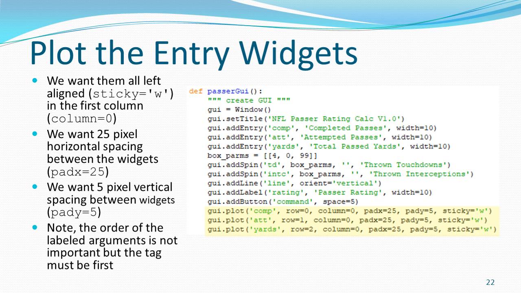So we're going to plot the entry widgets, and we're going to use a 2-column layout, and we want these widgets all left aligned. So that's why we're going to go with sticky west. The other parameters are, you can see, self-explanatory. We want a 5-pixel vertical spacing between the widgets, but 25 horizontal spacing. And again, the order of the optional arguments is not important as long as each one is labeled.